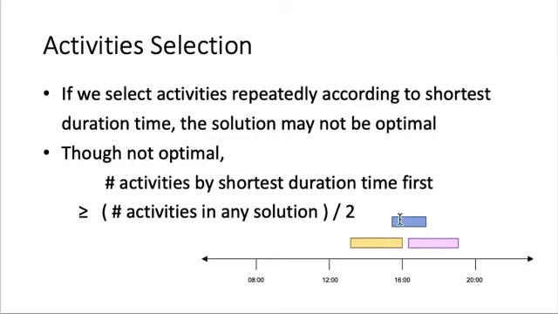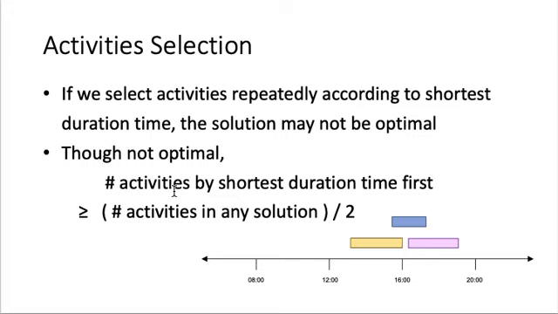On the other hand, if we pick the shortest duration time activity, we'll pick this blue one. Then in that case, once we have picked this one, we can never pick the bottom 2 anymore, because it overlaps with the other 2 activities. So by taking the shortest duration time activity, we will only get 1, but the optimal is actually 2 here. So we will see that this idea will not give us optimal solution. So if you want optimal solution, this is a wrong idea.